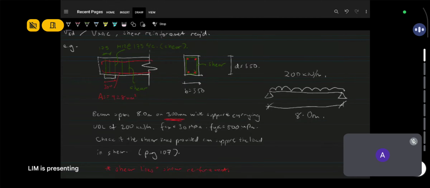So the task that you have to do is check whether the links that have been provided are enough or not. That's basically what you have to do. They provided the shear links already. You just have to check whether it's enough or not.